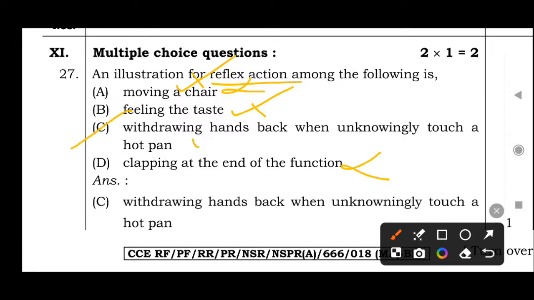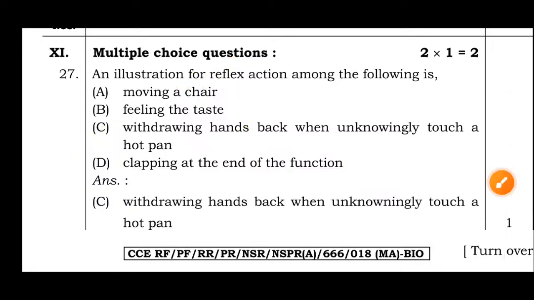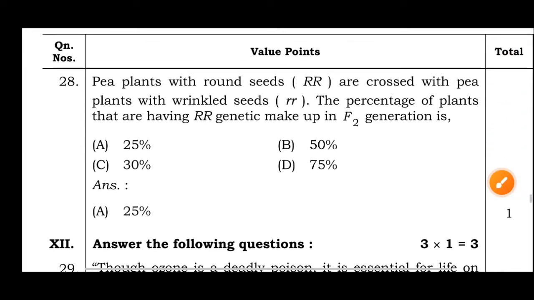Right answer: option C, withdrawing the hand when unknowingly touching a hot pen. This message does not reach the forebrain or cerebrum. It reaches only up to the medulla oblongata, that's the spinal cord. That's why it's a reflex action. Option C, right answer. Then next question.